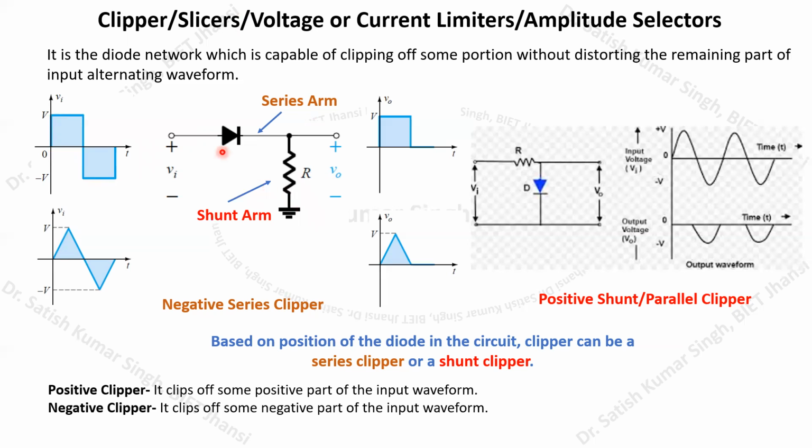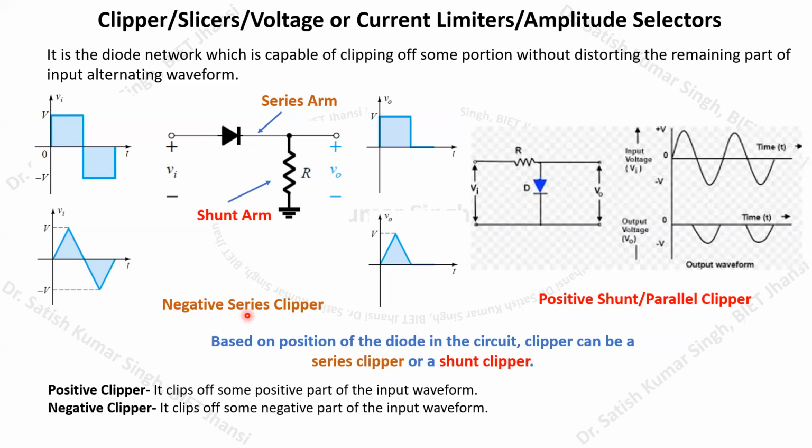Okay, so in this case, because this diode is connected in the series arm, and because this circuitry is clipping off the negative part of our input voltage, this type of clipper circuit is known as a negative series clipper. So what does series mean? The diode is connected in the series arm, and negative clipper means it is clipping the negative portion of our input waveform. That's why the name is derived as negative series clipper.